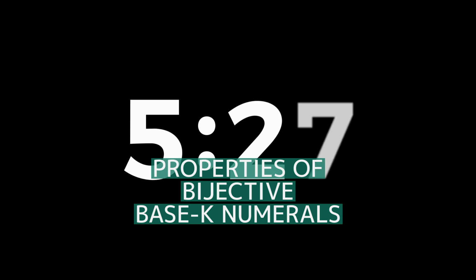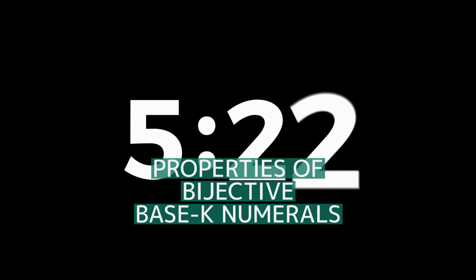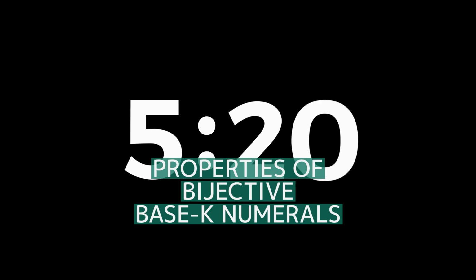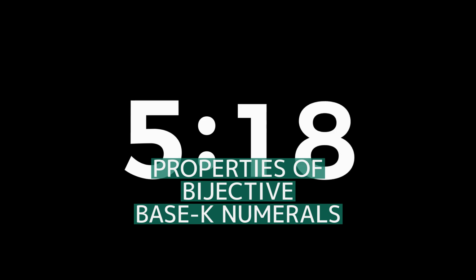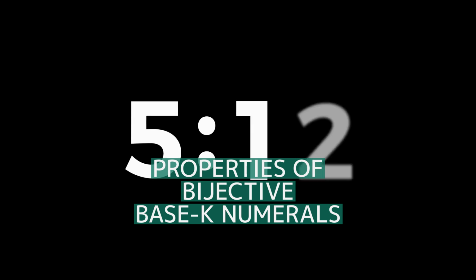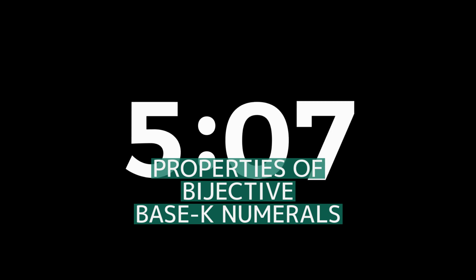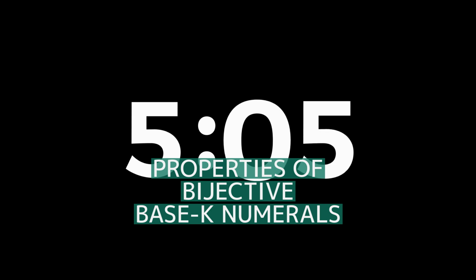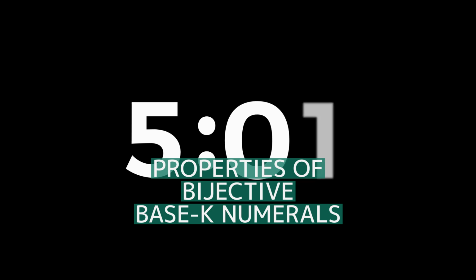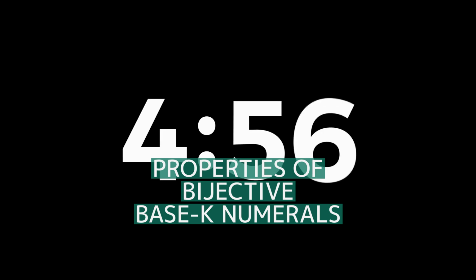Bijective base 12: 1, 2, 3, 4, 5, 6, 7, 8, 9, A, B, 11. Duodecimal: 0, 1, 2, 3, 4, 5, 6, 7, 8, 9, A, B, 10, 11, 12, 13, 14. Bijective base 16: 1, 2, 3, 4, 5, 6, 7, 8, 9, A, B, C, D, E, F, G. Hexadecimal: 0, 1, 2, 3, 4, 5, 6, 7, 8, 9, A, B, C, D, E, F, 10.